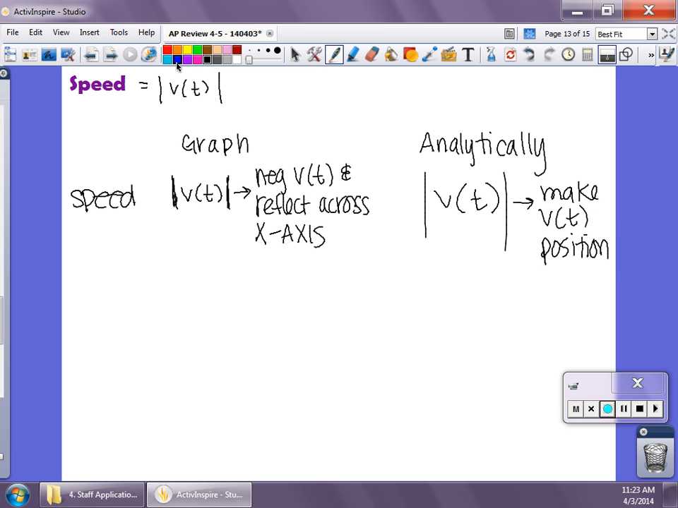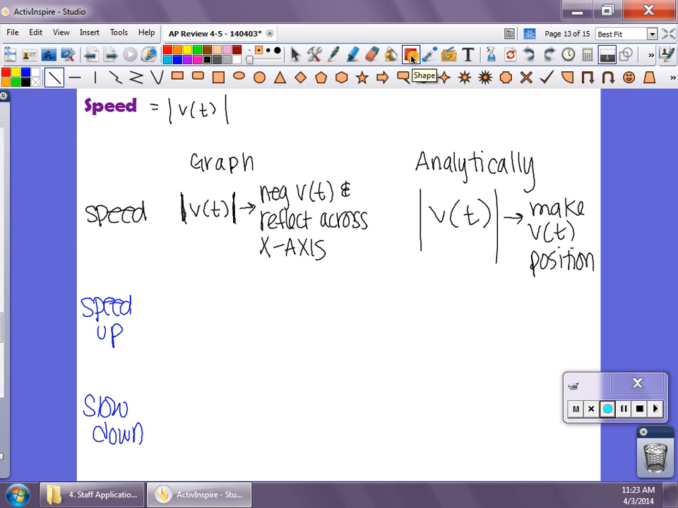The harder questions you guys are asked is speed up versus slow down. Write your definitions in. So graphically, how would you do it? Analytically, how would you do it? So that is something you are writing in on your own at your tables. If you need help from your table members, you can get help from them, but don't sit there staring at me, please.